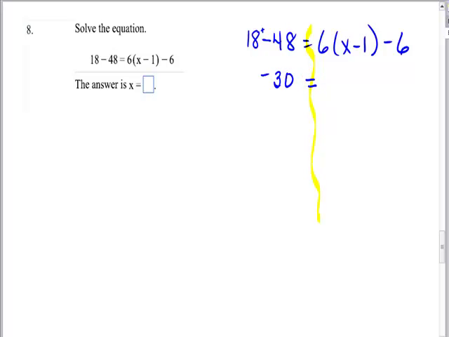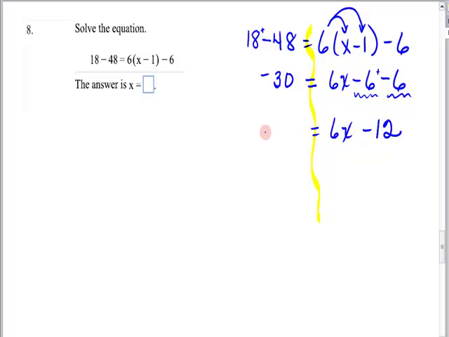Okay, I've simplified on the left-hand side. On the right-hand side, can I simplify? Yes. 6 times x is 6x. 6 times negative 1 is negative 6. Bring down the negative 6. Can I simplify more on the right-hand side? Yes. I have like terms. Keep the 6x. A negative and a negative, remember, it's as if you're adding them for negative 12.